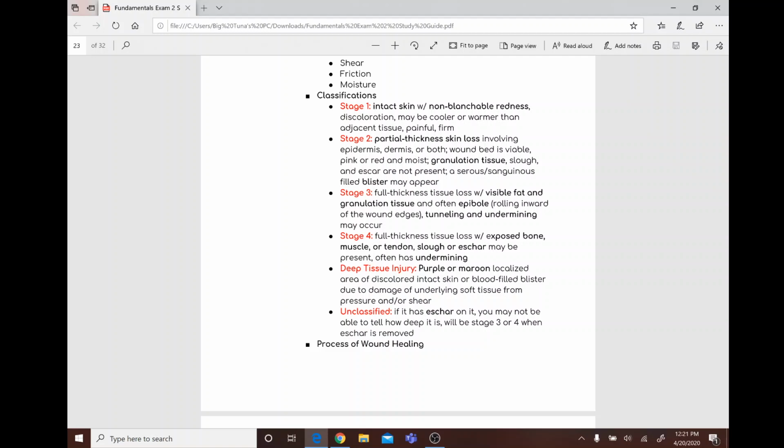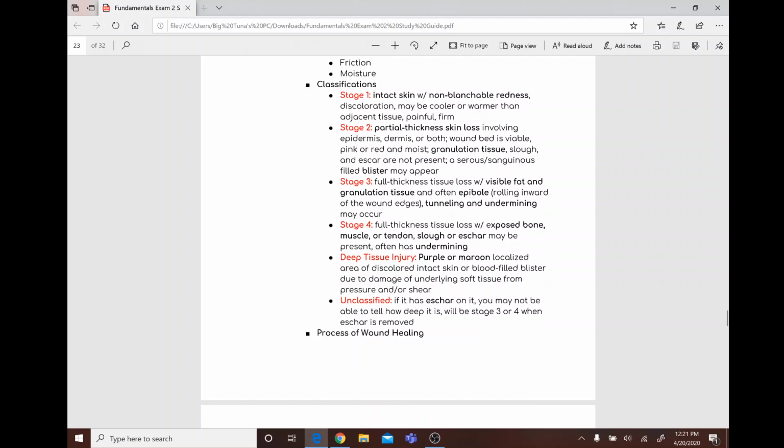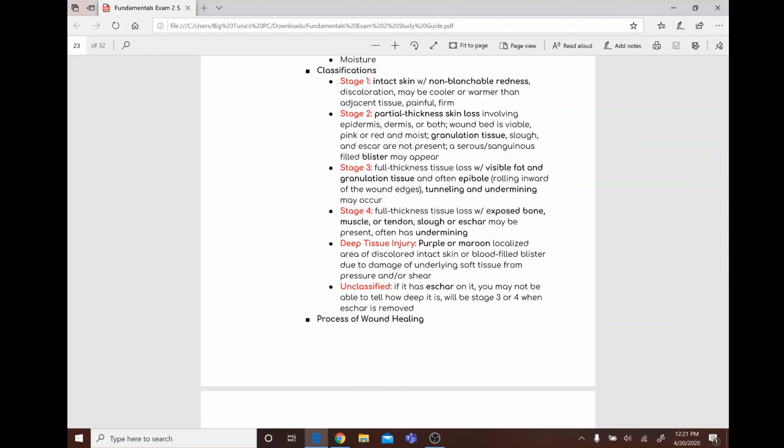What is a stage 2 pressure ulcer? Partial thickness skin loss involving epidermis, dermis, or both. Wound bed is viable, pink, red, and moist. Granulation tissue, slough, and eschar are not present. A serous/sanguineous filled blister may appear.